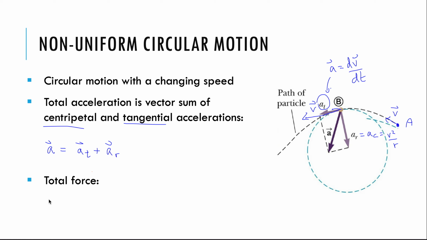We can also find the total force of our object the same way. The total force is going to equal the net force tangential component plus the net force radial component. So we're just trying to show that yes, it is possible to move in a circle and not have a constant speed. It's just going to change the net acceleration a little bit.